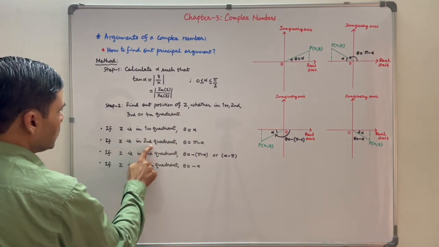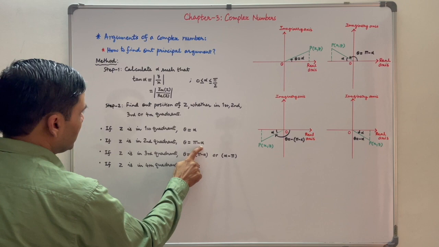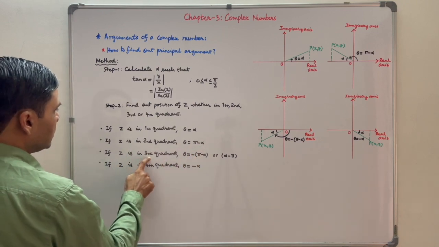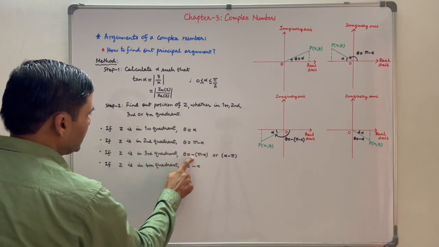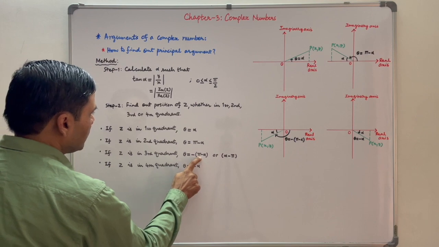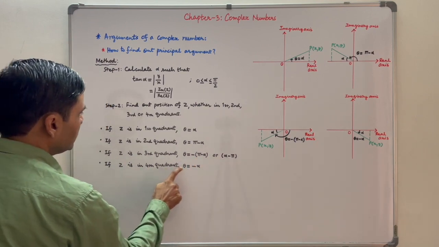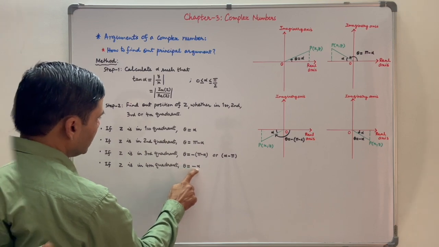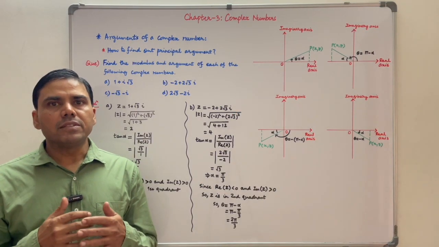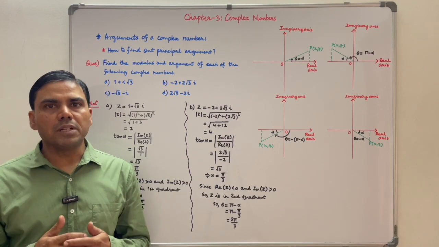If z is in second quadrant, theta is equal to pi minus alpha. If z is in third quadrant, theta is equal to minus (pi minus alpha), or alpha minus pi. If z is in fourth quadrant, theta is equal to minus alpha. Let us see one question based on calculation of principal argument.